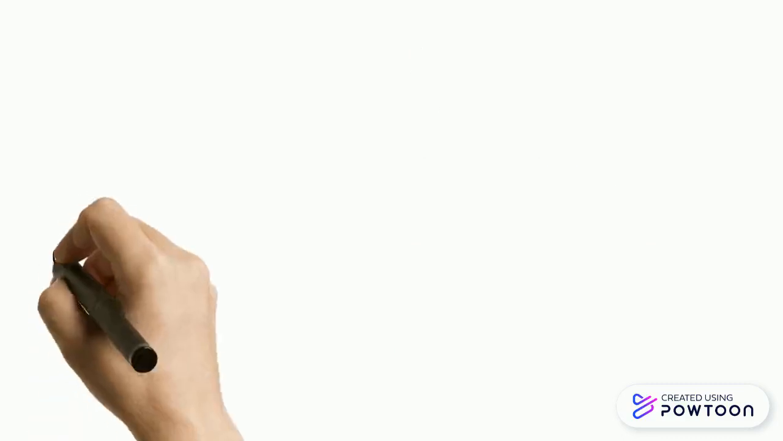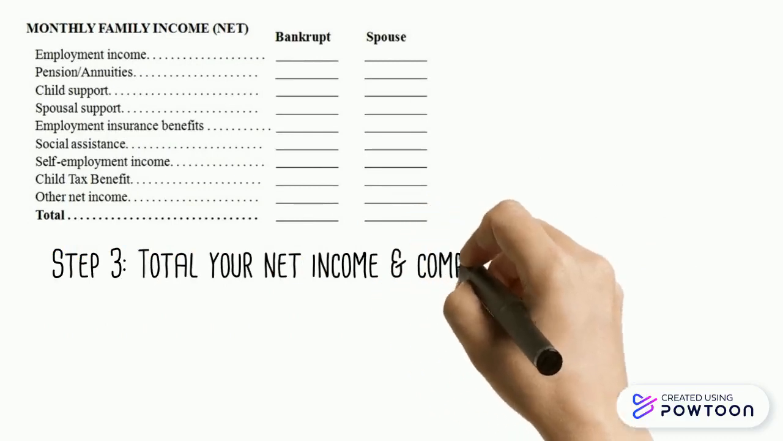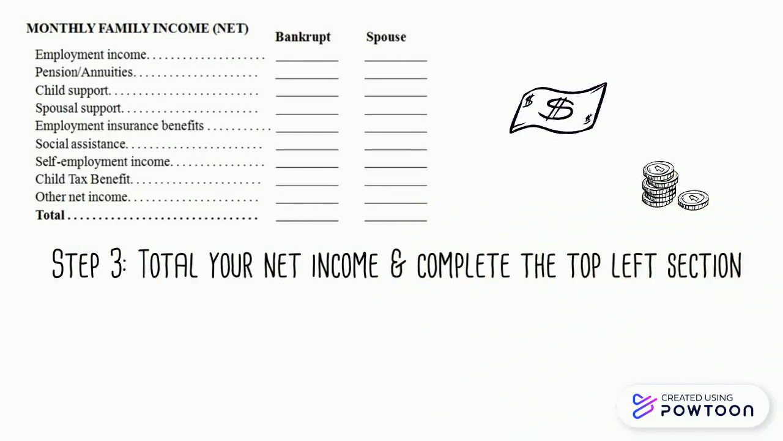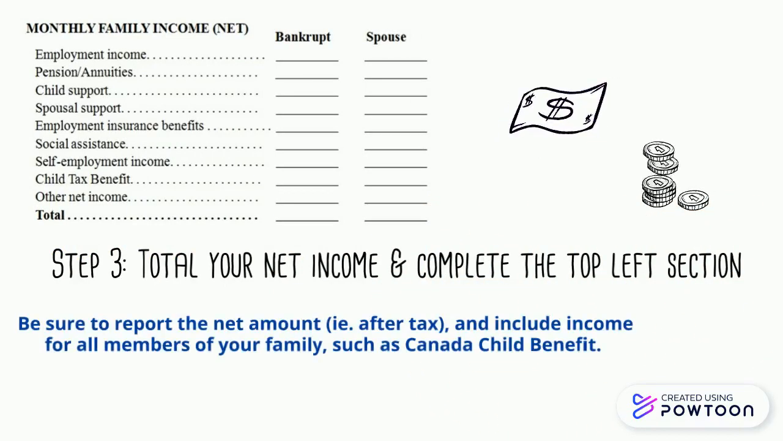Step 3 is to total your net income and the income of those in your household. If you aren't sure who to include, please contact your trustee. Your trustee will require evidence of employment income, such as pay stubs. For income that is automatically deposited, such as child tax benefit, a screenshot or bank statement will generally suffice.